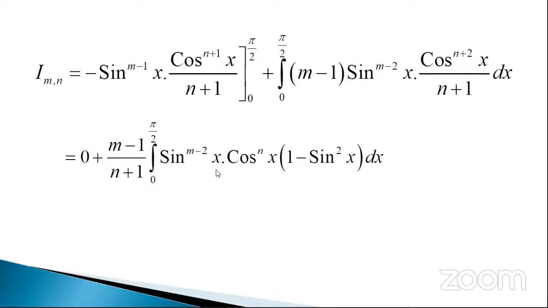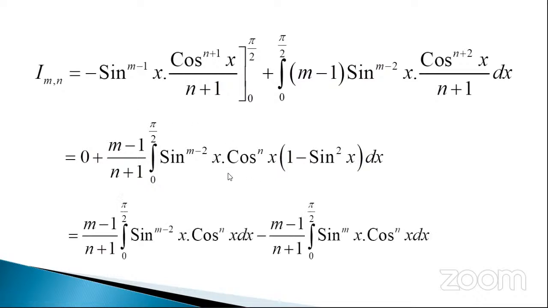Sine to the power of m minus 2 x, cos to the power of n x into cos square x. Here n plus 2 can be written as cos to the power of n x into cos square x. The value of cos square x is equal to 1 minus sine square x. Now you can multiply with this term. What happened? (m minus 1) by (n plus 1) integral over 0 to pi by 2 sine to the power of m minus 2 x into cos to the power of n x dx, minus (m minus 1) by (n plus 1) into sine to the power of m minus 2 x into sine square x. It becomes sine to the power of m x into cos to the power of n x dx. Am I clear?